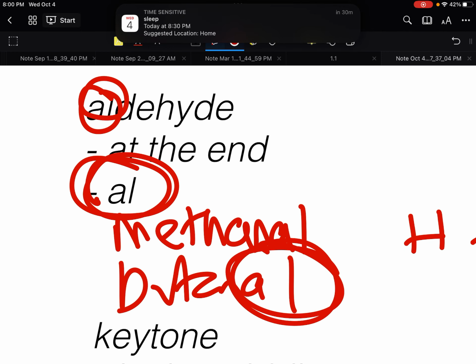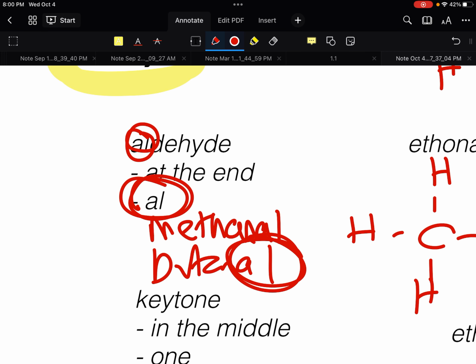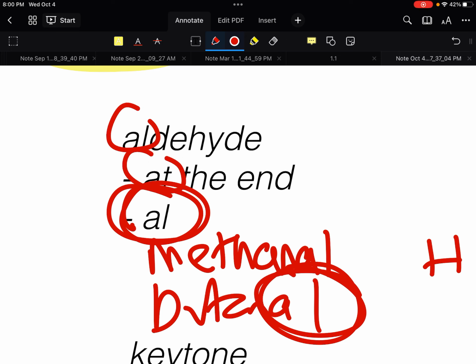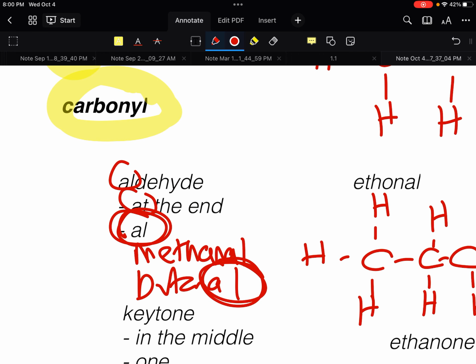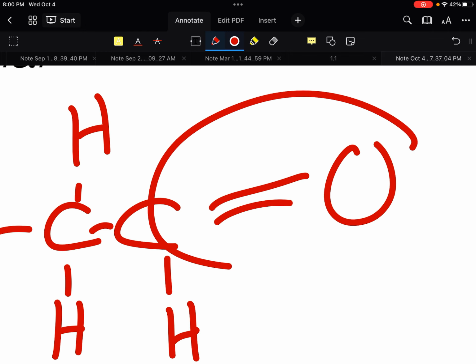So one way I like to remember aldehydes is that AL is similar to AT. So AL, AT. It's like at the end, AL, at the end. They're very similar. So I say, okay, AT, AL, the end. So at the end, the carbon's double bonded O is at the end.